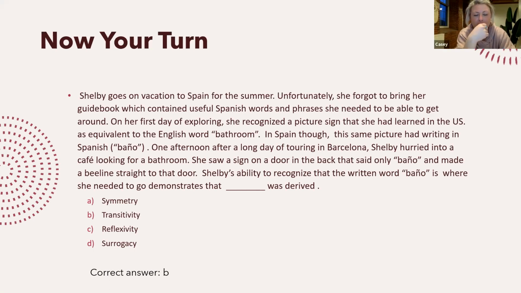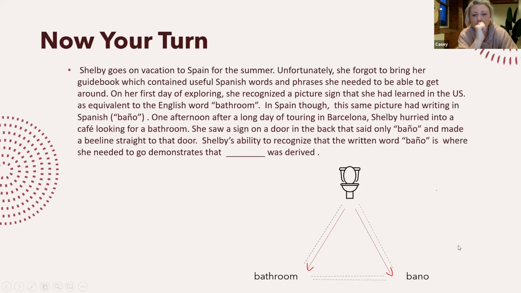Can you pull the triangle back up? All right. The arrows on this are not complete. So she learned right here that this is the symbol for bathroom. She learned at some point in her learning history that it is equivalent to the word bathroom. Then when she went to Spain, she saw the same symbol with the word baño underneath. So in the presence of this stimulus, she is able to learn this one. This is the transitivity right here.